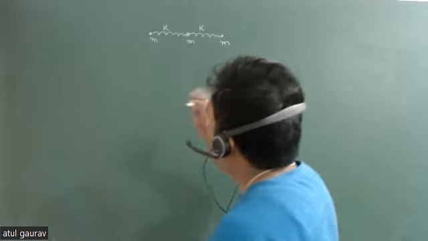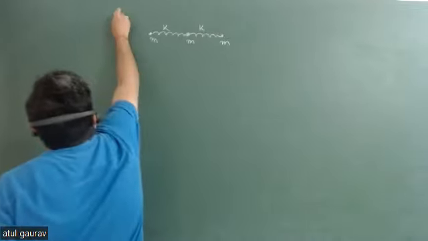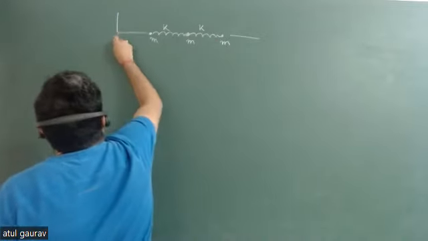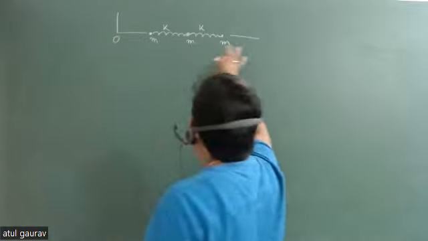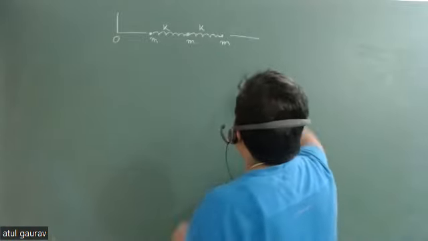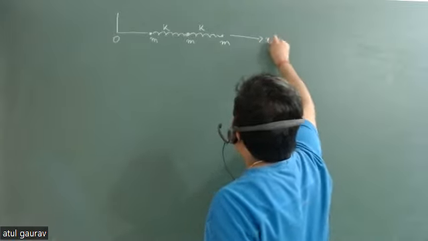Obviously, we have to choose an origin, so I am choosing this as my origin. What will be the degree of freedom for this particular system if it is just moving along the x-axis? Can anybody tell me what the degree of freedom is?